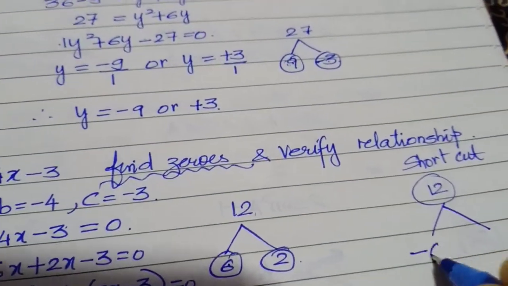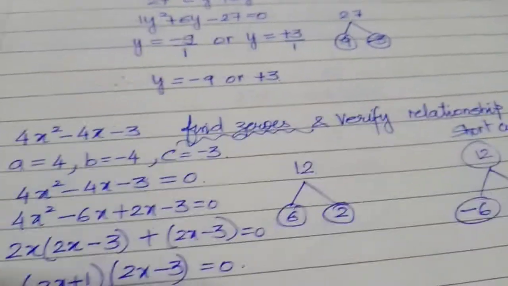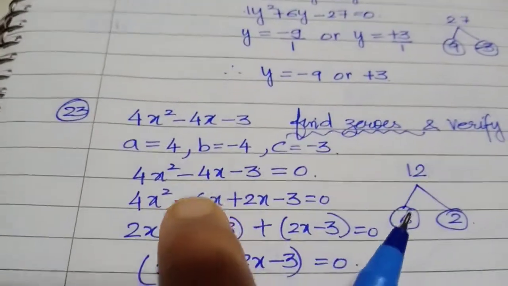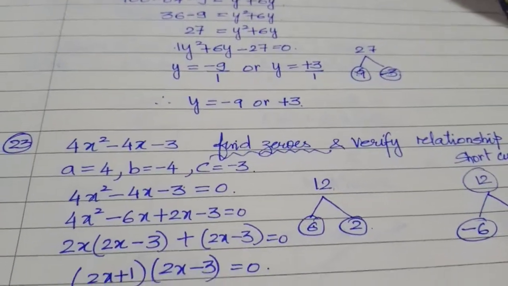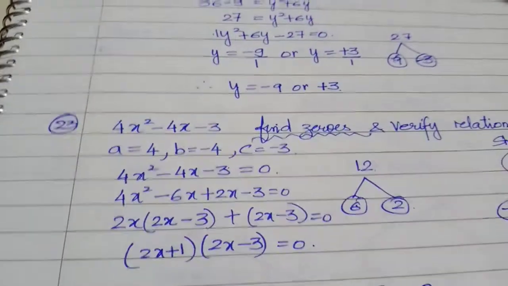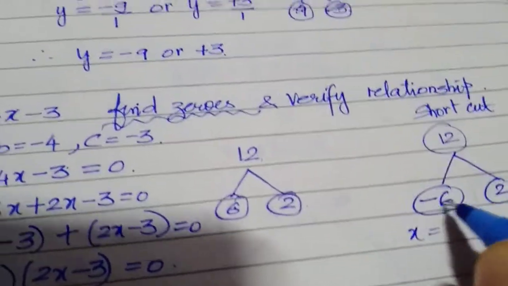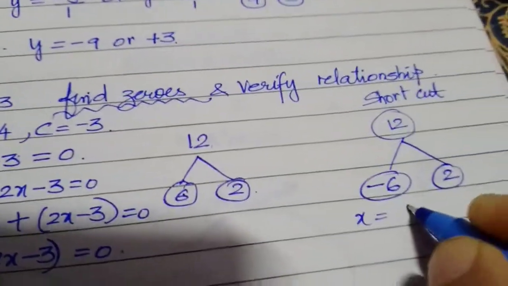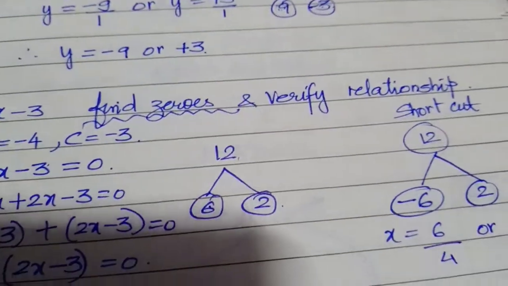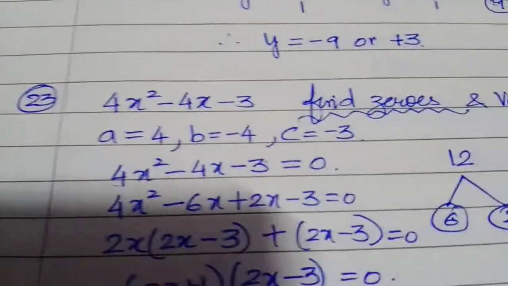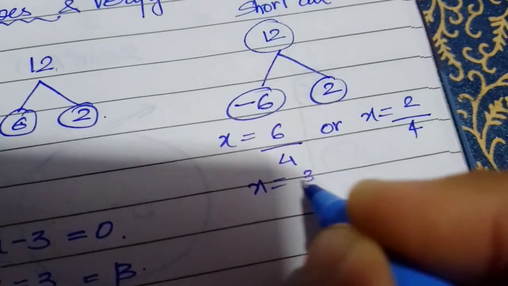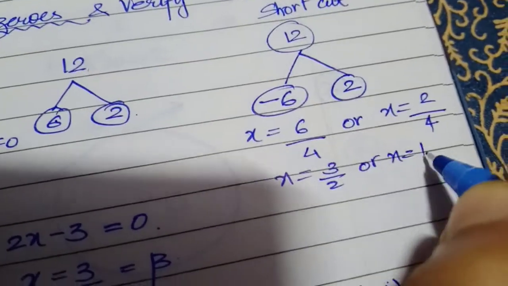I get it as -6, 2, isn't it? क्योंकि यहाँ नेगेटिव है तो बड़ा नंबर भी नेगेटिव लेगा. So -6 plus 2 will give me -4. और अगर इसका डायरेक्ट मेथड करें तो change the sign, 6 by the coefficient of x square, and x is equal to 2 by the coefficient, that is a. So मुझे आता है x is equal to 3/2 और x is equal to 1/2, and this is what we are getting.